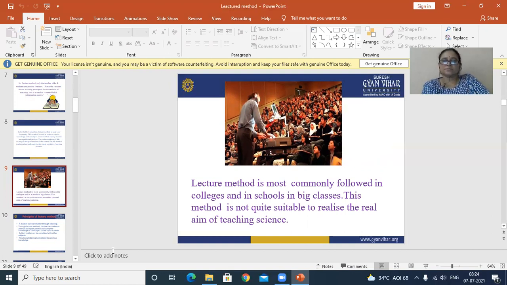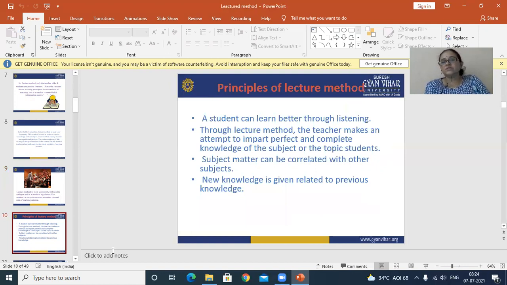Now we will discuss the principles of lecture method. A student can learn better through listening because he uses his senses. As you know, whenever a student uses all his senses, he will learn more and remember things in his or her memory.